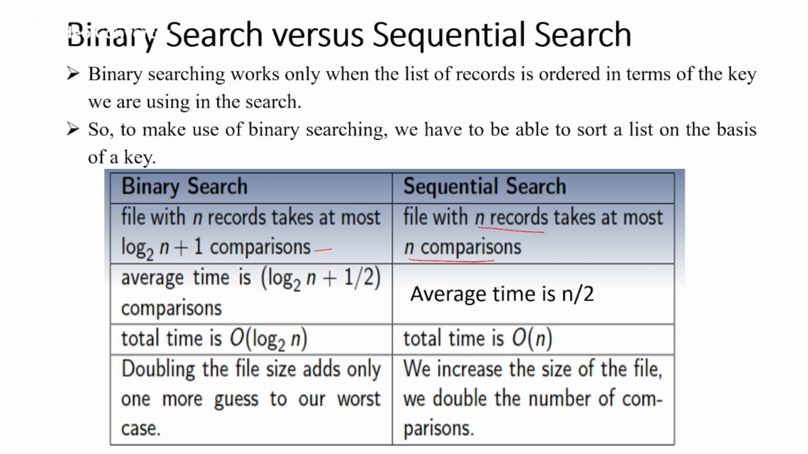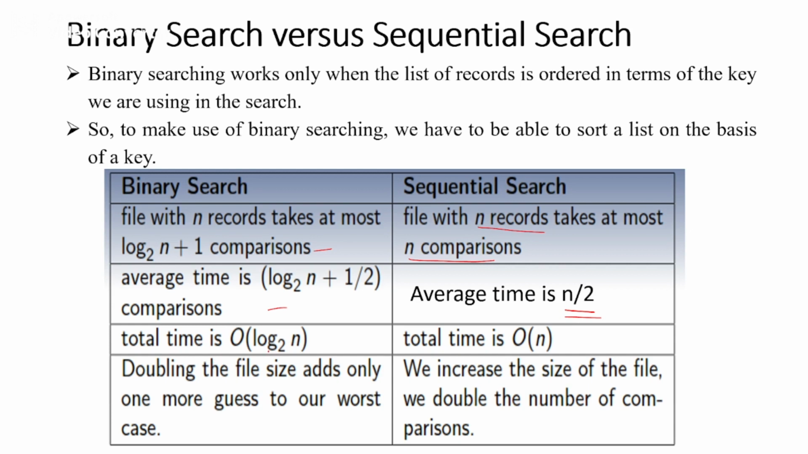And what about the average time? In the average case, in binary search it is log n to the base 2 plus half comparisons, and the average time for sequential search is n by 2. If your record is in the middle, then the average time taken for sequential search is n by 2.